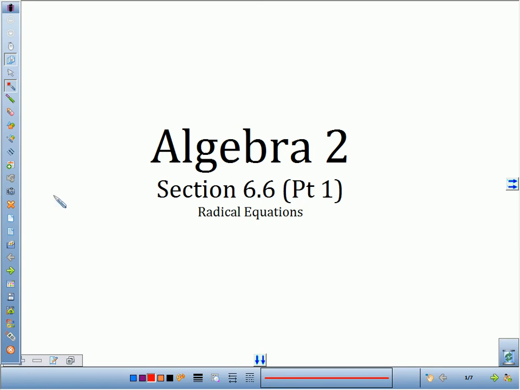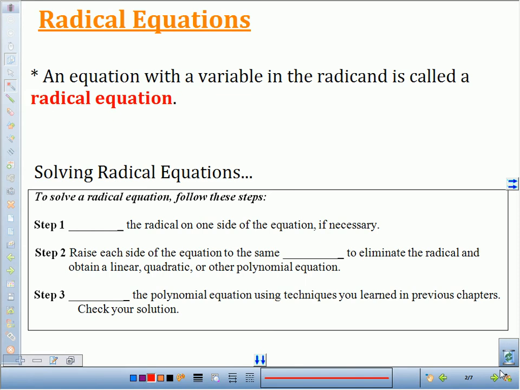These are the notes for Algebra 2, Section 6.6, Part 1 of 2. We're looking at radical equations. Now, a radical equation is basically an equation with the variable in the radicand. The radicand is that radical sign that we've seen before.